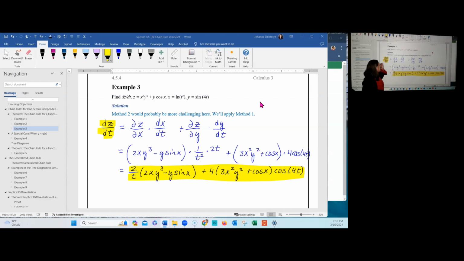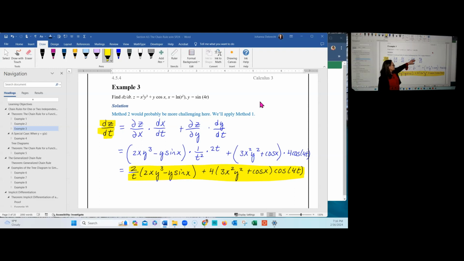When we apply method 1, we find the partial of z with respect to x, which gives us the quantity 2xy cubed minus y sine of x. Then we multiply by the derivative of x with respect to t, which invokes the chain rule for functions of a single variable, where the derivative of natural log is 1 over the argument multiplied by the derivative of the argument. That will reduce to 2 divided by t.